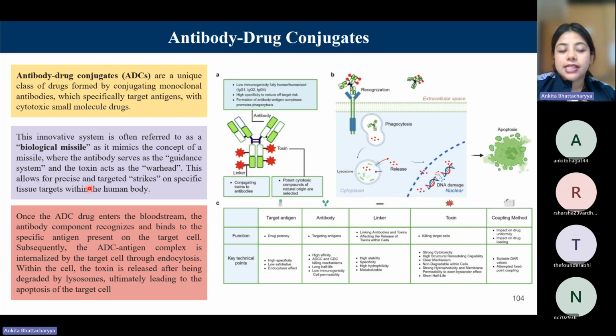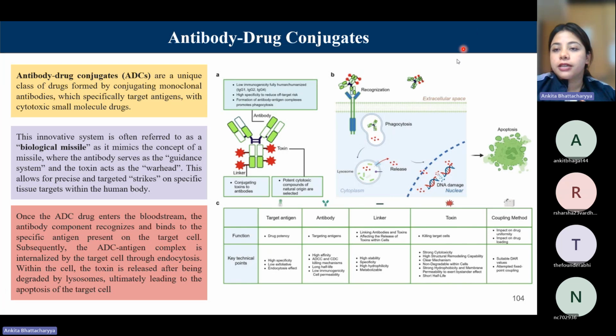This allows for precise and targeted strikes on specific tissue targets within the human body. Once the ADC drug enters the bloodstream, the antibody component recognizes and binds to the specific antigen present on the target cell. Subsequently, the ADC antigen complex is internalized by the target cell through endocytosis, and inside the cell, the toxin is released after being degraded by lysosome, ultimately leading to apoptosis of the target cell.